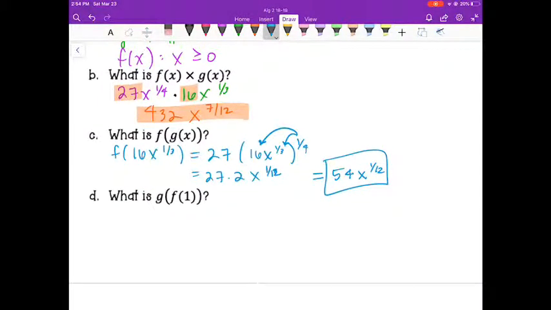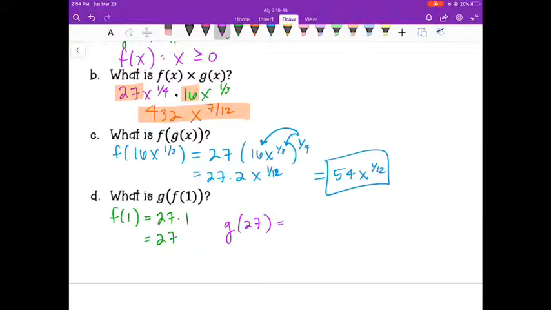And lastly, g of f of 1. So let's first find f of 1. F of 1, we get 27 times 1 to the, honestly, whatever power, because 1 to any power is always going to be 1. So we've got 27 for that guy. Then that means I want to take g and evaluate it at that value. G of 27 means we're going to take 16 times 27 to the 1/3. Well, 27 to the 1/3, that's the cube root of 27, which is 3. 16 times 3 is 48.